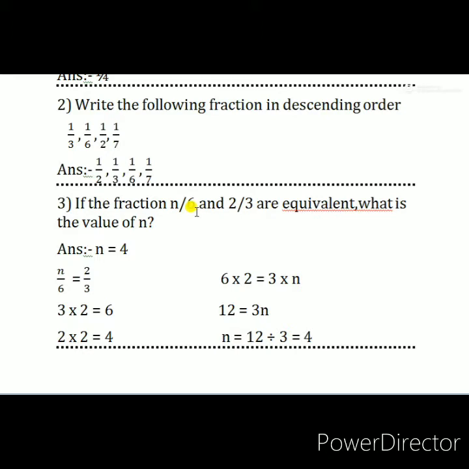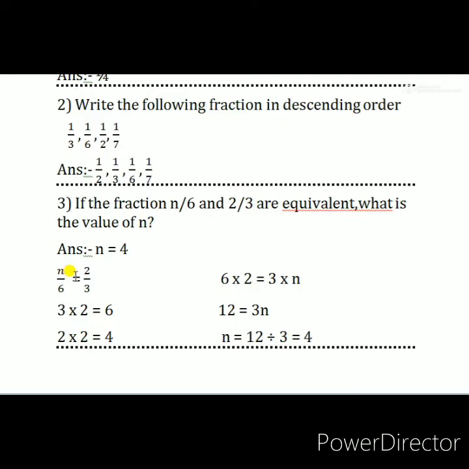We know that n by 6 equals 2 by 3. That means n by 6 and 2 by 3 are equal. To find the value of n, first we have to see how we got 6 in the denominator. When we multiplied 3 by 2, we got 6. That means 3 multiplied by 2 is 6. In this way, we can find the value of n by multiplying the numerator 2 by the same number.